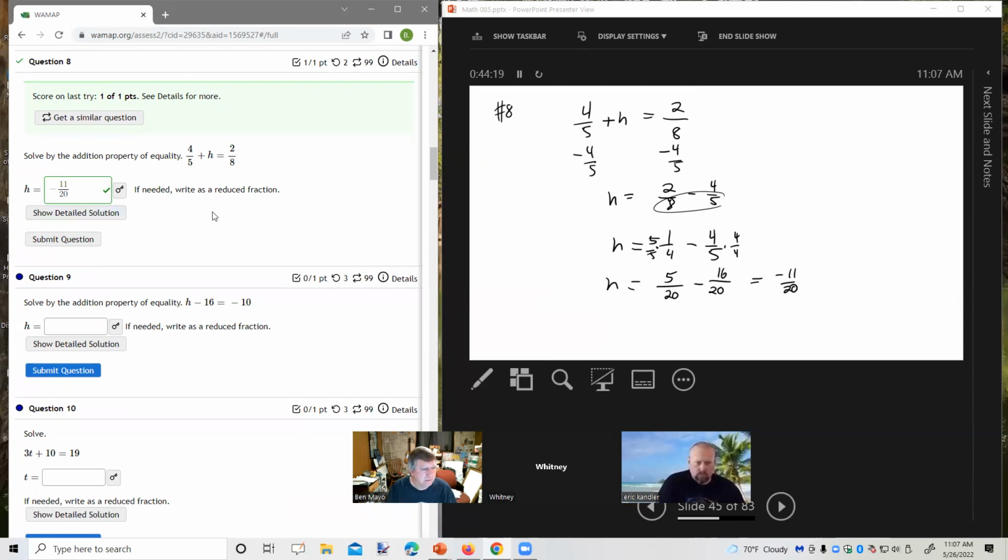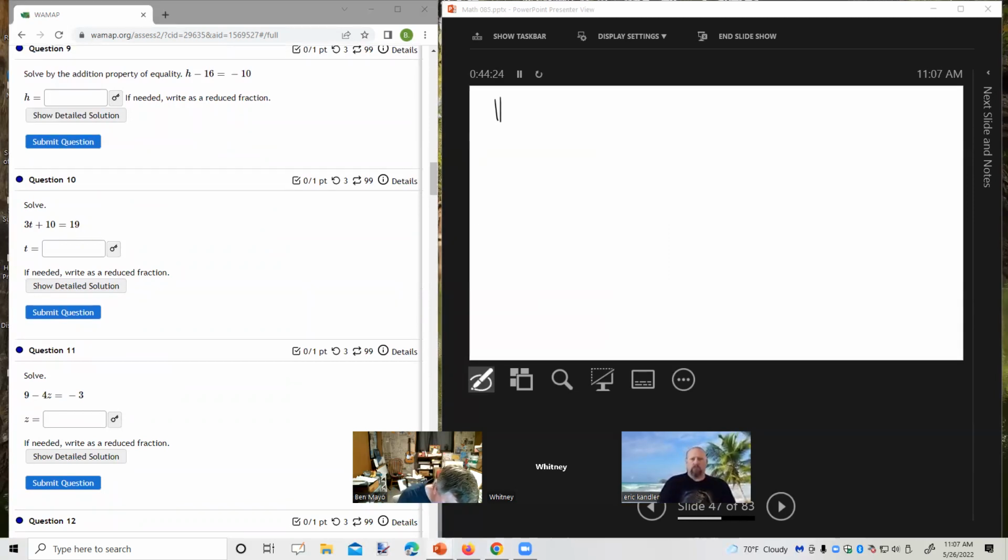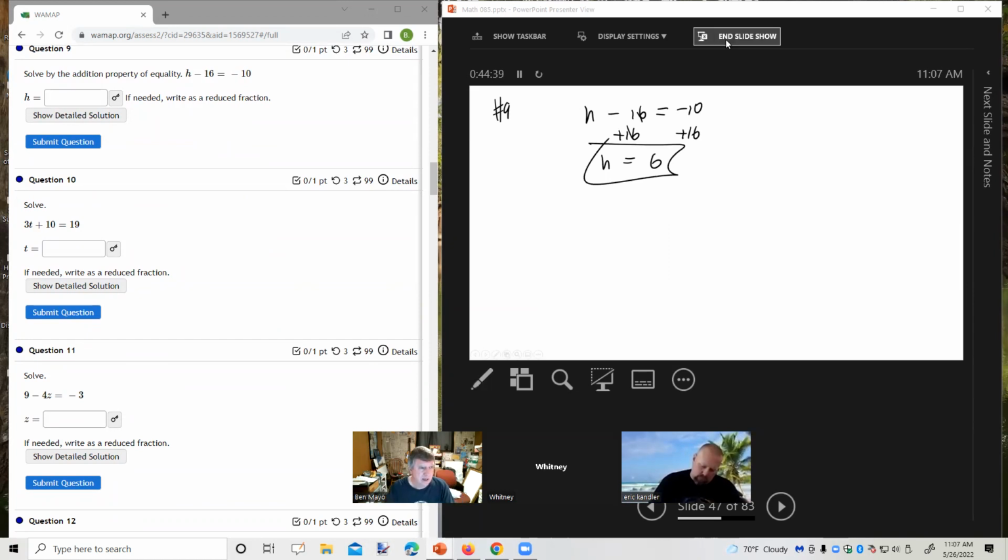All right. Number 9. Solve by the addition property of equality. H minus 16 equals negative 10. So we'll add 16 to both sides. Negative 10 plus 16 is 6. So H equals 6.